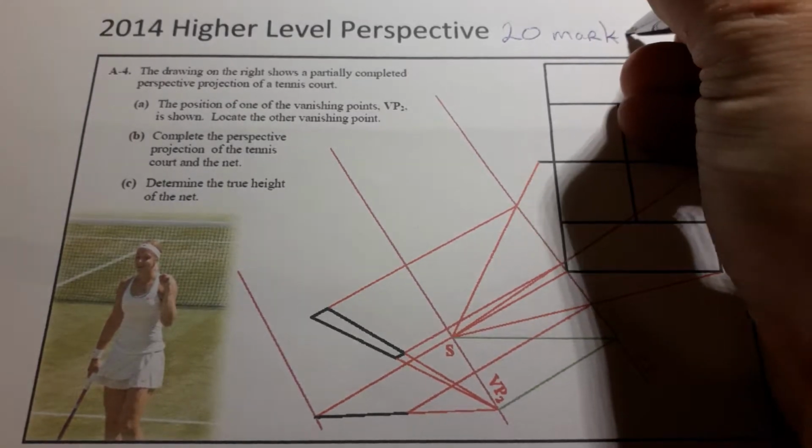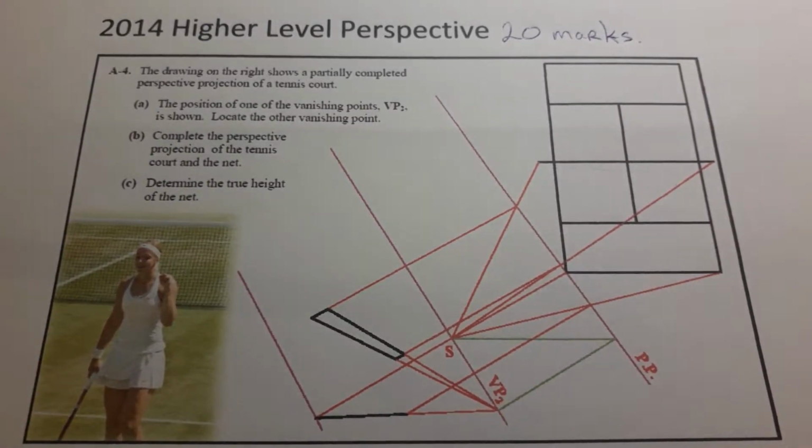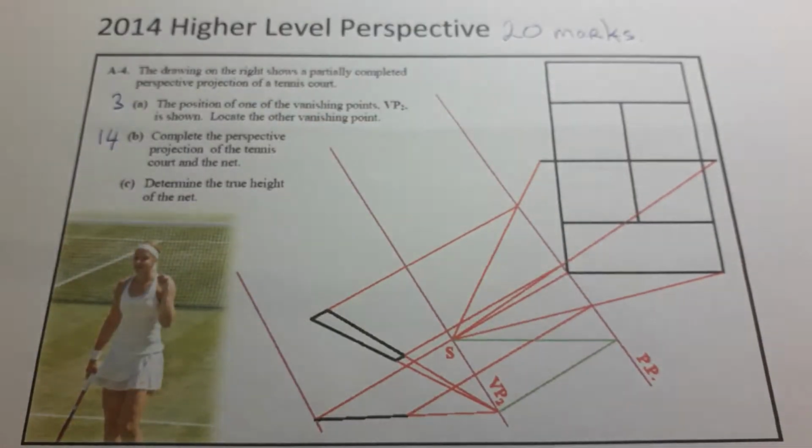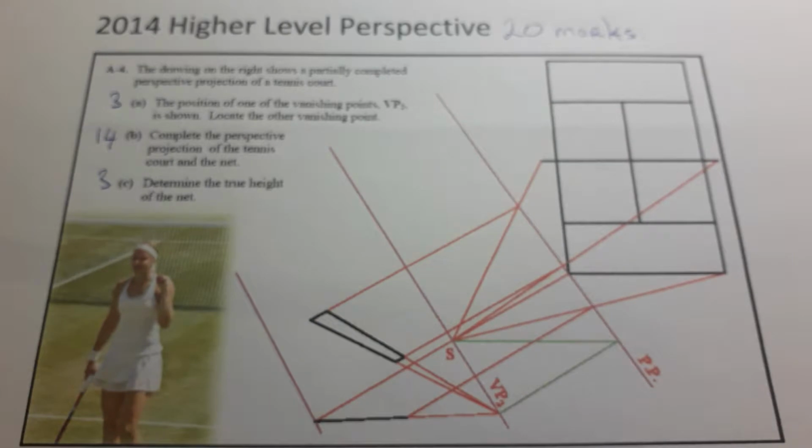And you can see that we have part A, B, and C. So part A is worth 3 marks, part B is worth 14 marks, and part C is worth 3 marks. So that's what it all adds up to.